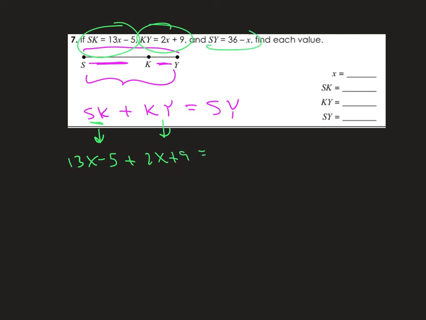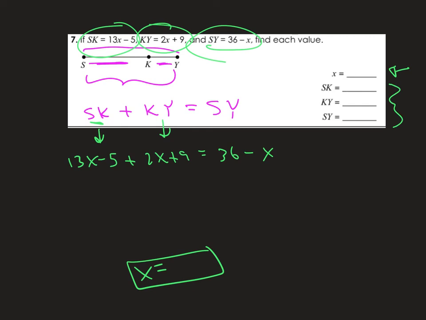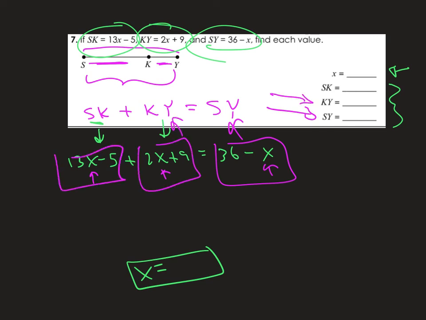And we know that SY is equal to 36 minus x. When we're done, we're going to have a value for x, right? And that's going to go right here. Then they want us to find these 3 lengths. How do we find them? By substituting in the value for x into each piece, right? And then this will be the length of SY. I'll put it right here. This will be the length of KY. I'll put it right here. And this will be the length of SK. I'll place that right there.